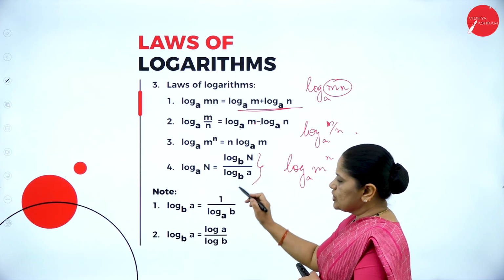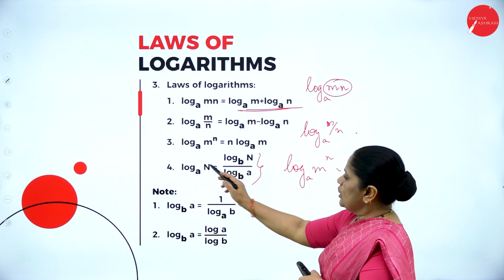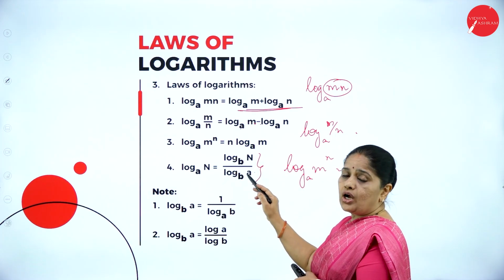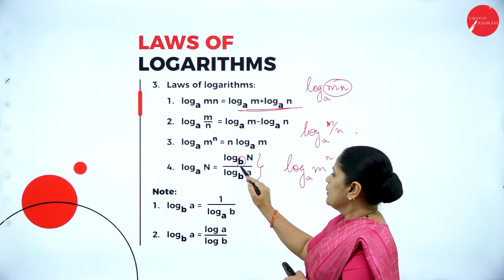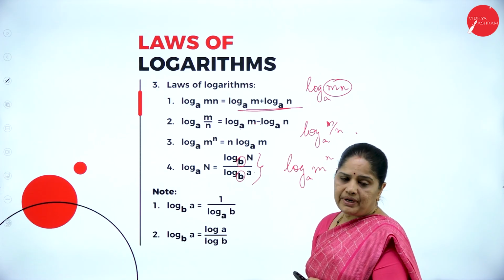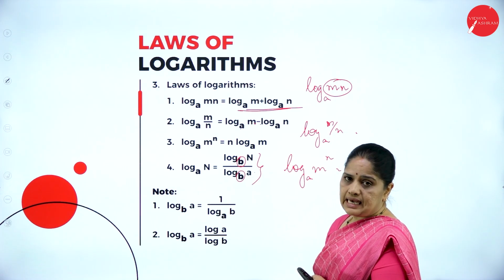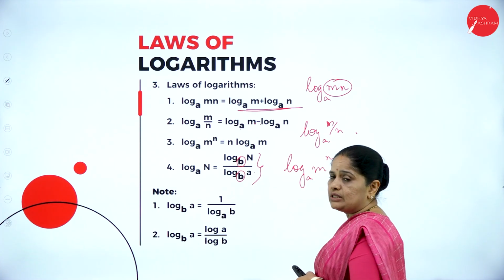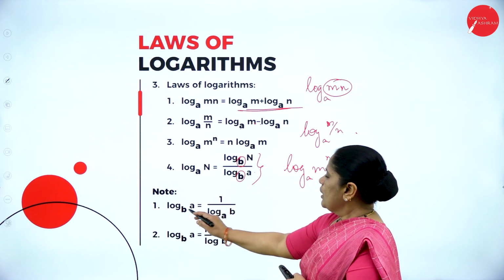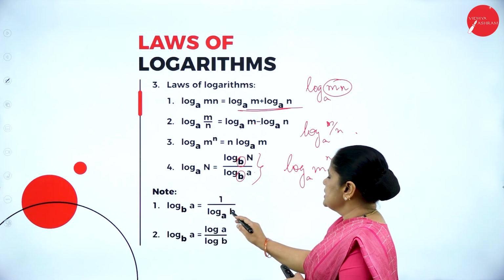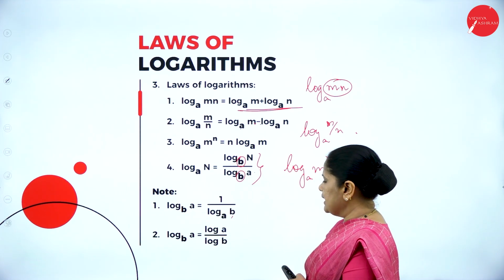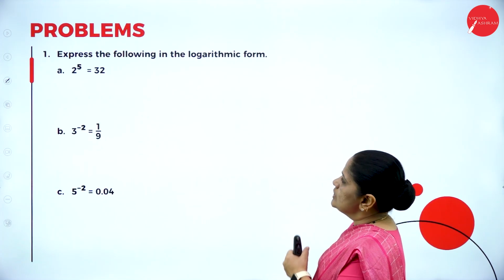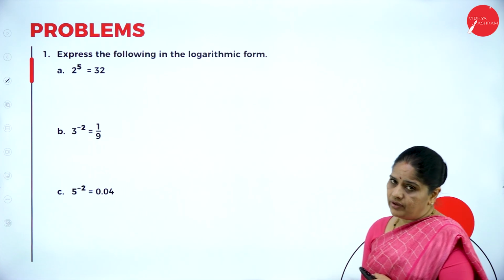Now this is the change of base rule. Log n to the base a equals log n to the base b divided by log a to the base b. We can just add or subtract the logarithms only when the bases are same. Otherwise, we cannot do any mathematical operation on the logarithms. Log a to the base b equals 1 by log b to the base a, and log a to the base b equals log a by log b. So these are the various laws of logarithms.